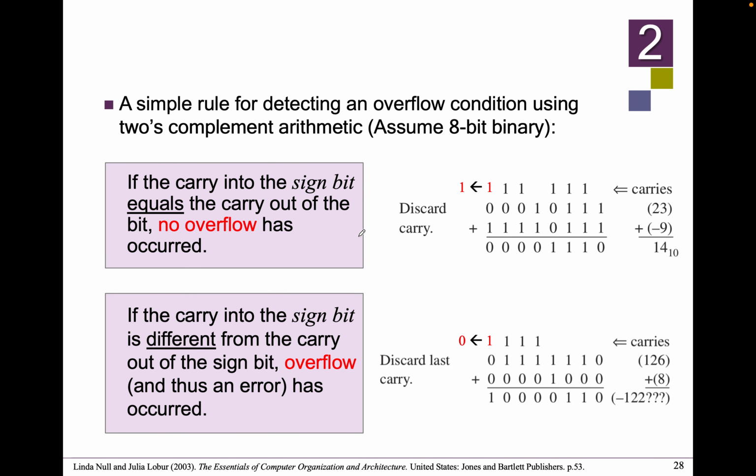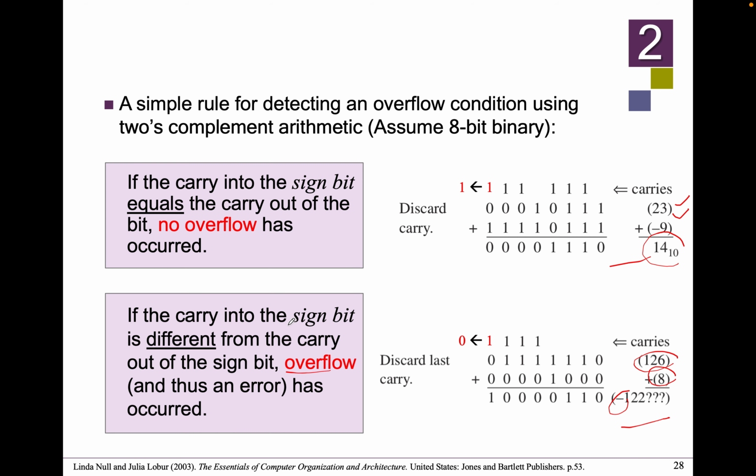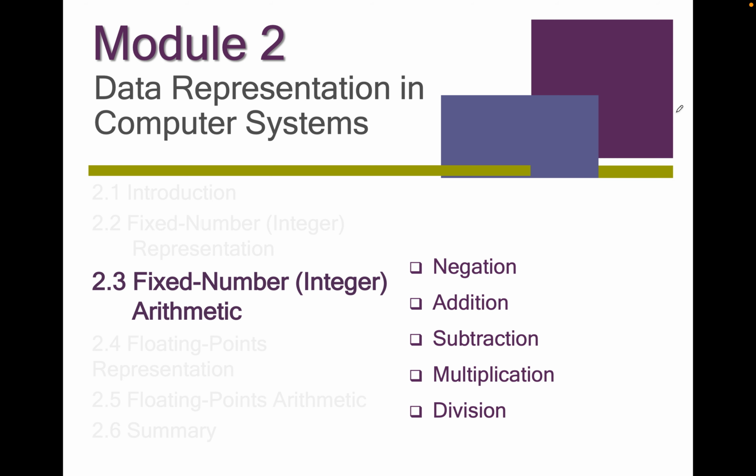Example, okay, there are several examples. If let's say you add two numbers, positive and negative, we're going to have a correct answer. But you can see when you add positive numbers together, then you get a negative number. So it is overflow and it is an error. See another example. You have this old example or review question. You can try it. If the carry into the sign is different from the carry out of the sign, overflow occurs, thus it has an error. So please try to do so.